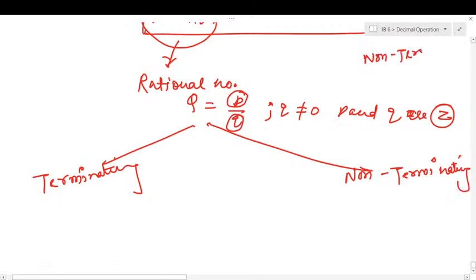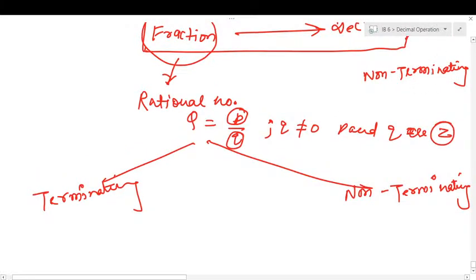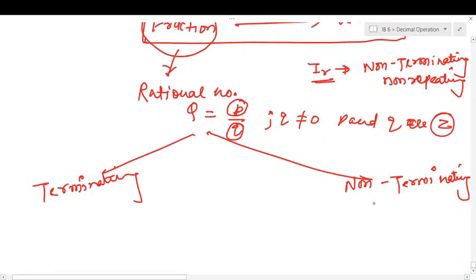Can you tell me what is that case? There is one more case where a number can't be written as P by Q but we get non-terminating. It's an irrational number. So when it's irrational, non-terminating must be non-repeating as well. But in this P over Q case, non-terminating is always repeating.